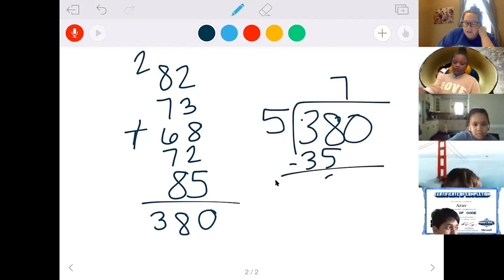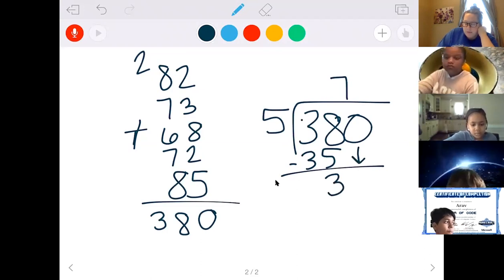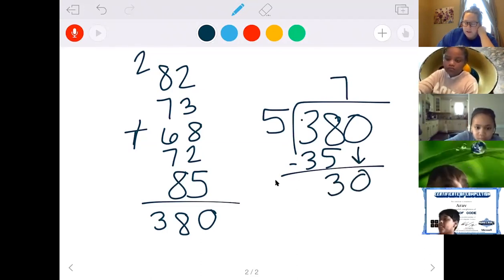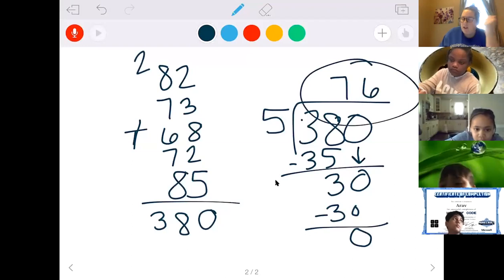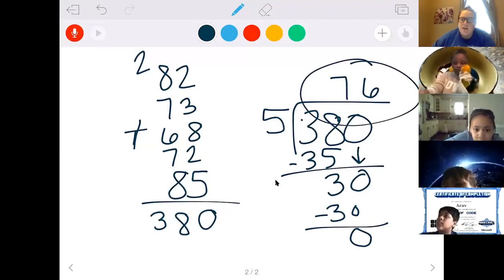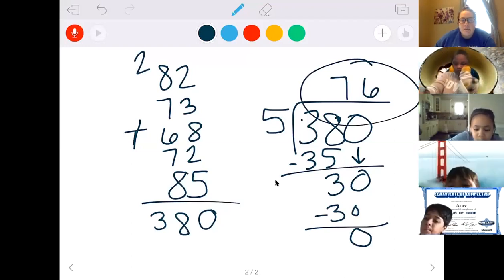8 minus 5 is 3. Bring down the 0. 5 goes into 30 6 times. 5 times 6 is 30. No remainder. So her average is 76. So she didn't do too great on her test to get an average of 76.